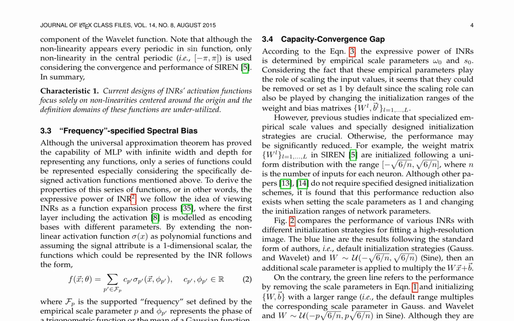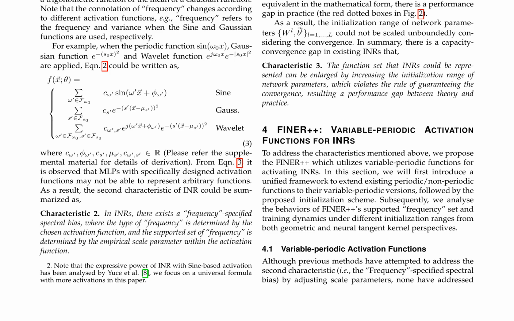To address these characteristics, the authors propose Finer++, which utilizes variable periodic functions for activating INRs. A unified framework is introduced to extend existing periodic and non-periodic functions to their variable periodic versions, followed by a proposed initialization scheme. The behaviors of Finer++'s supported frequency set and training dynamics under different initialization ranges are analyzed from both geometric and neural tangent kernel perspectives.